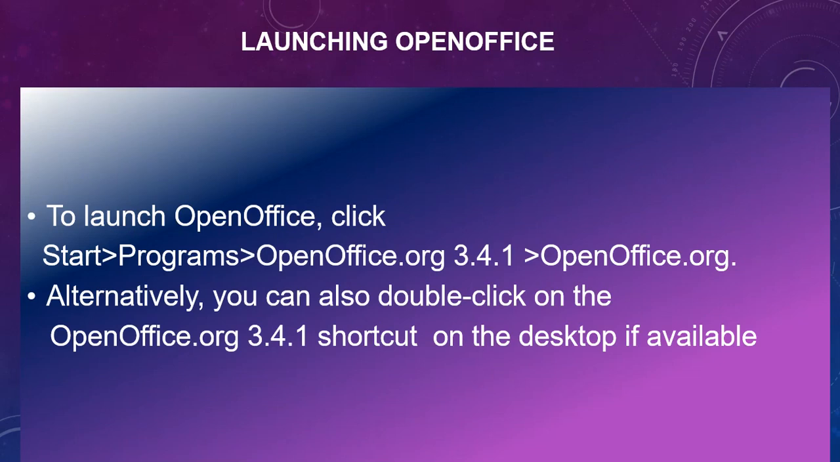The next topic is launching OpenOffice. How to launch OpenOffice in your system or laptop. To launch OpenOffice, you have to click on Start, the Start button at the bottom of your system. Then go to Programs. Then if you have downloaded a version, openoffice.org 3.4.1, you can click it. Whatever version you have, you can click it, but per the syllabus they have given us version 3.4.1. Then again click on openoffice.org.